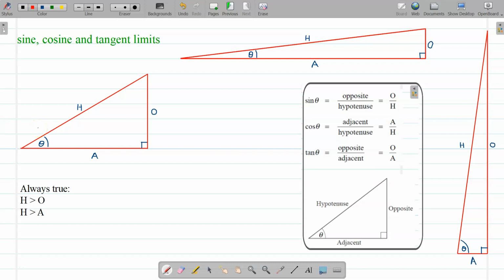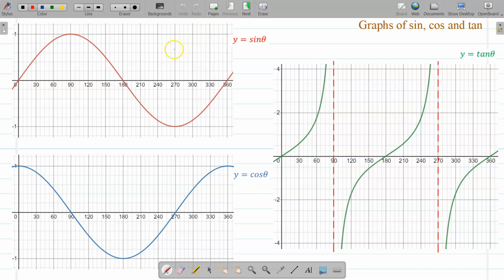Welcome to this video on the graphs of sine, cosine and tangent, which we're going to discuss in a few moments. There are the graphs. That's sine, that's cosine, and this one here is tangent.